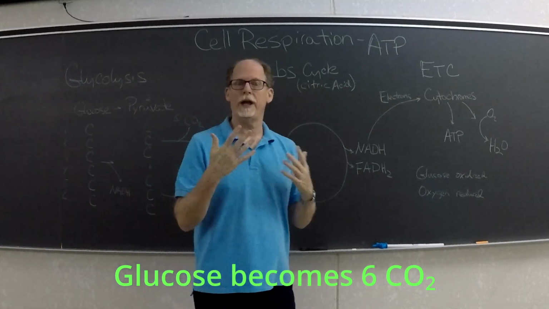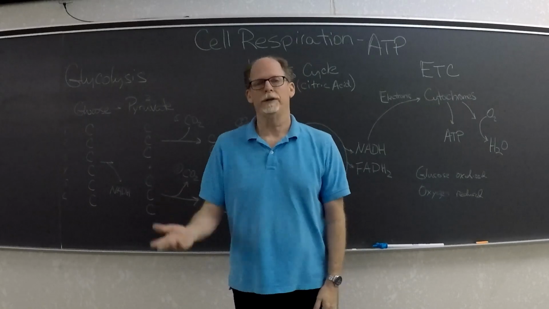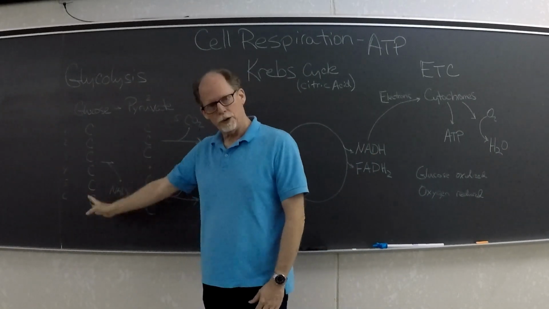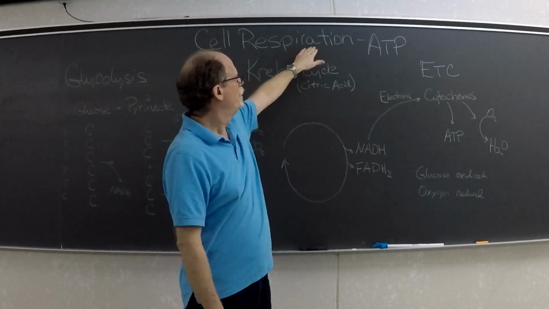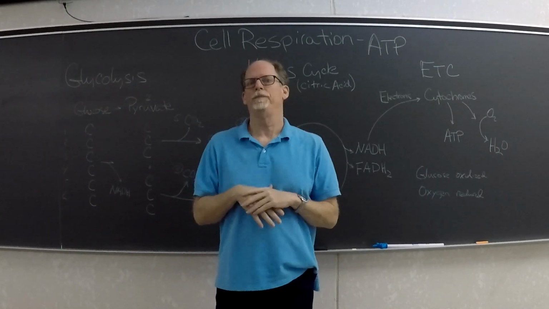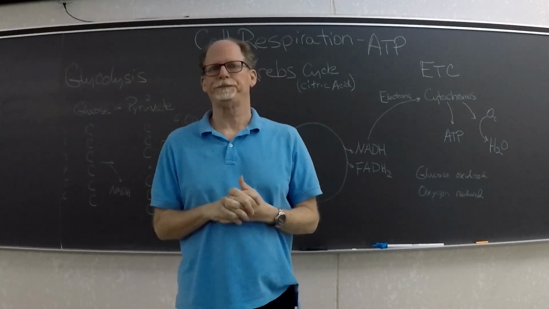So when we exhale carbon dioxide, where did the carbon dioxide come from? It came from the glucose molecule, in our mitochondria, as the cells are respiring, right?